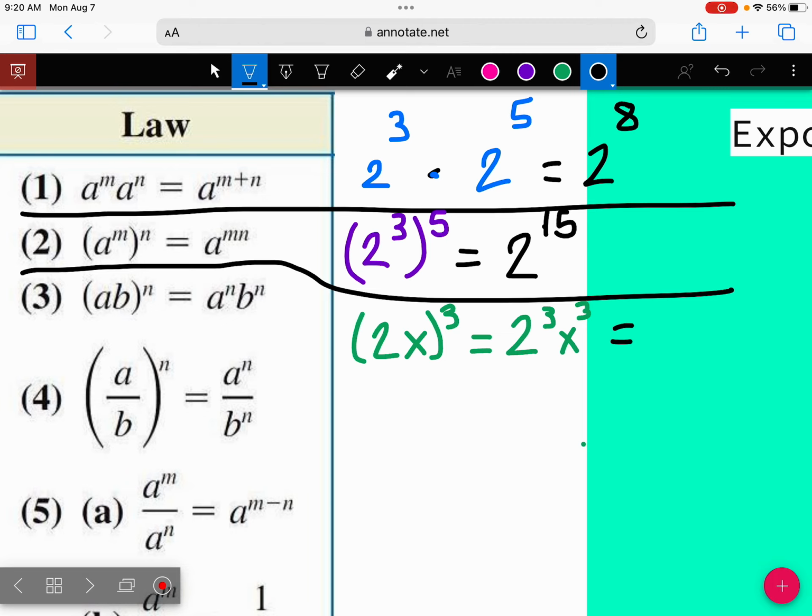2 to the 3rd we can do. 2 to the 3rd is 8. So we could simplify this down. That's what this is looking at. It's looking at that simplifying.